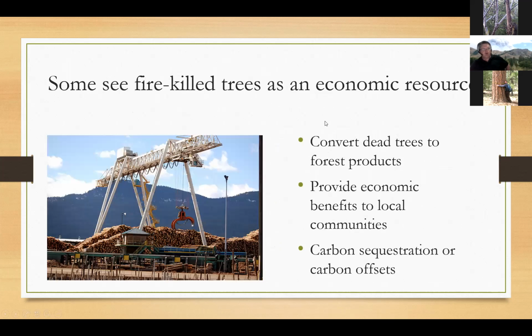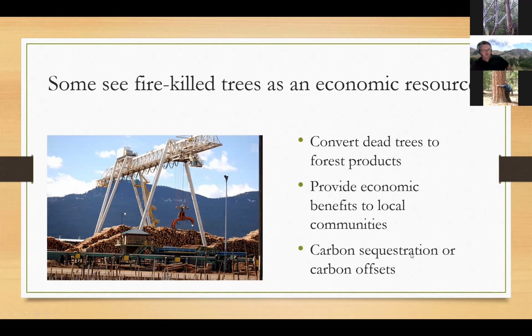So some people see fire-killed trees as an economic resource, and this was particularly true traditionally. It's been less true in recent years, but I think it's still out there. The idea that we could convert dead trees to forest products or fuel or whatever provides some economic benefits to local communities.